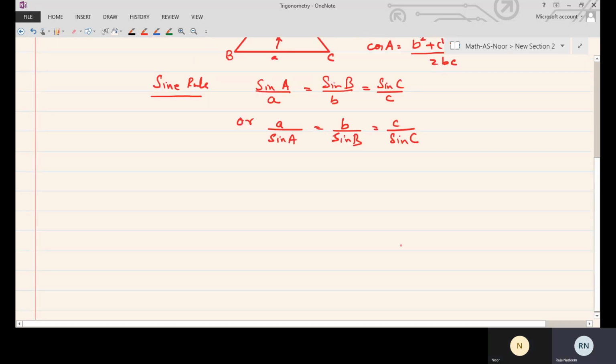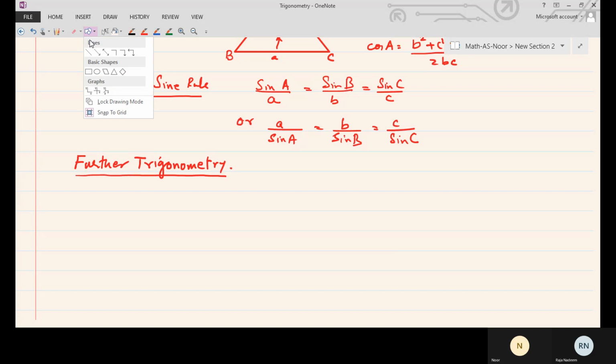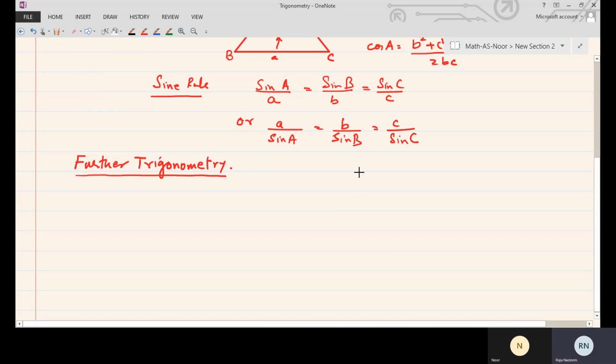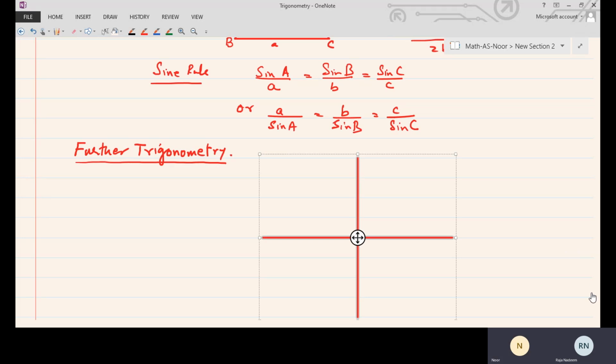In AS, I call this topic further trigonometry. This is further trigonometry. Let's have a basic of further trigonometry.